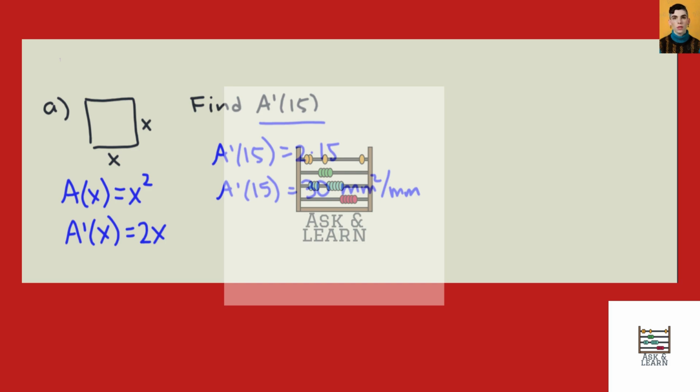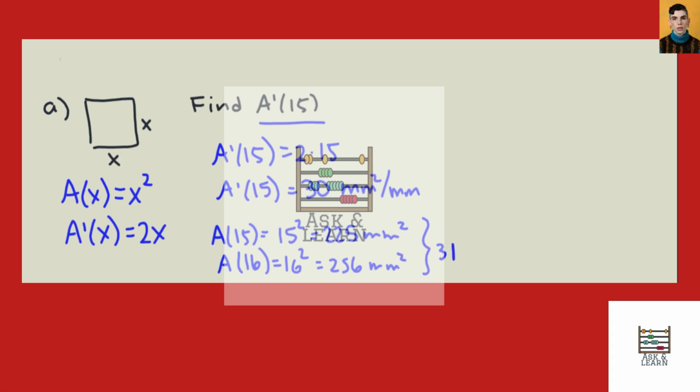We could take a look at an example. If the side length was 15, the area would be 15 squared, which is 225. And if the side length was 16, the area would be 256. That would be 16 squared. And those are off by what, 31? So that's fairly close to the 30 that was described as the rate of change.